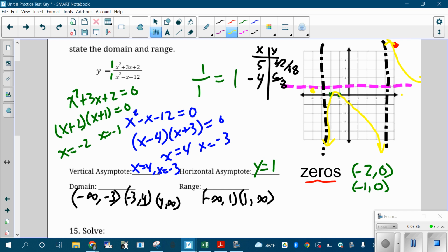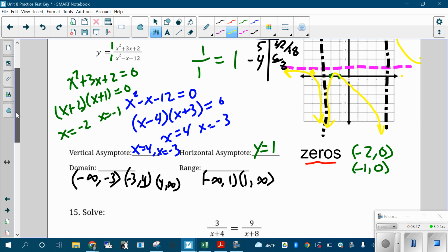Okay? I'm not positive what the graph looks like, but I'm going to guess that it looks like this. It's okay if we're wrong. We can only be so accurate in this because it's a little tricky. So it's possible maybe it looks a little different. But that's what I'm going to say my graph looks like.